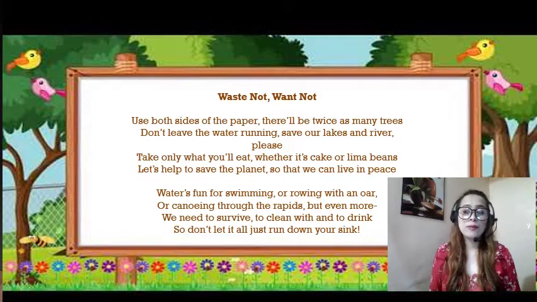Before we move on to our discussion, I want you to read the song, Waste Not, Want Not. Upon reading this song, I want you to identify which are the phrases in the song that could help in conserving the water resources. Just like for example, don't leave the water running, save our lakes and rivers.